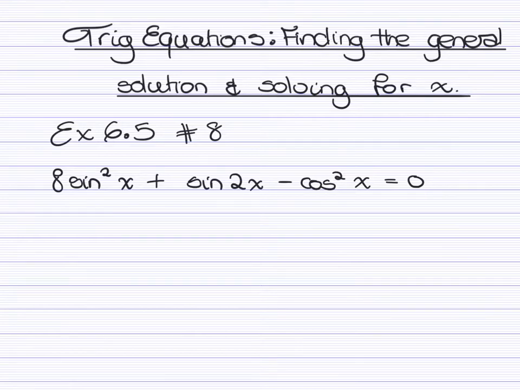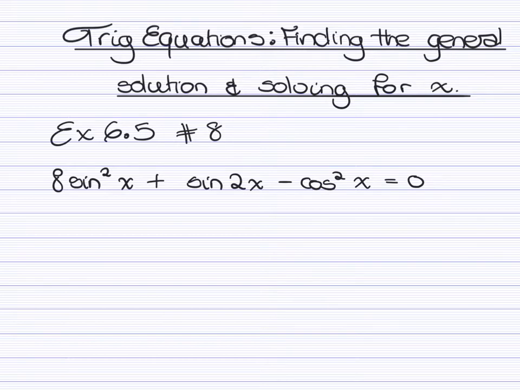Hello again, grade 12s. The question we'll be looking at today is from exercise 6.5, number 8 of your Clever Maths textbook. The question we're looking at is 8 sine squared x plus sine 2x minus cos squared x is equal to 0. So with this type of question, the first thing you look at is what have they given us and what am I meant to do?